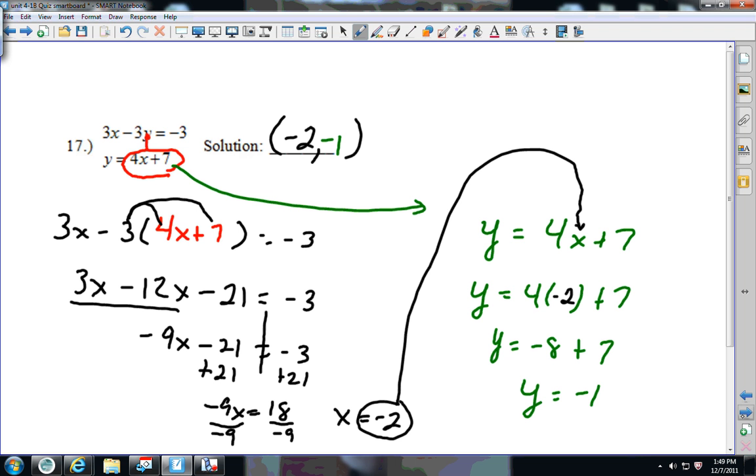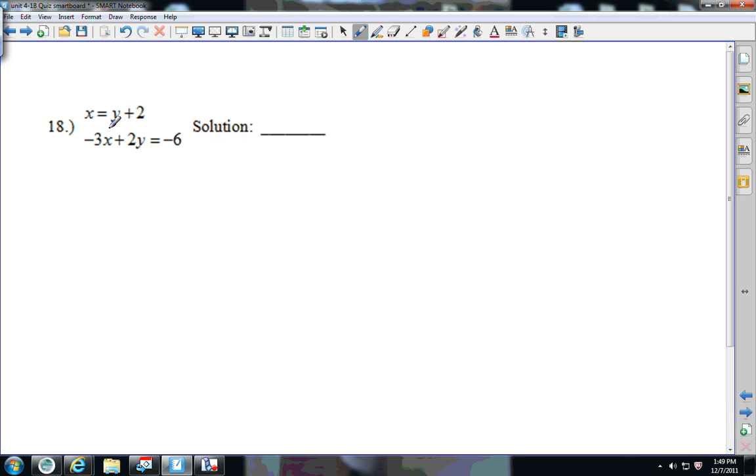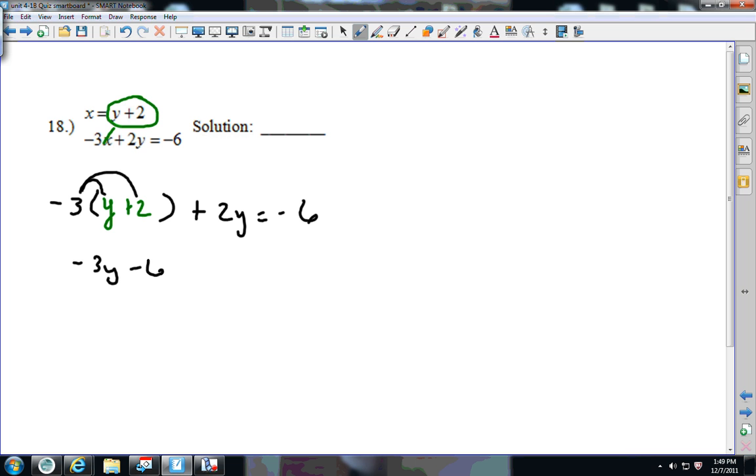Next one. Circle what x equals. You're going to substitute this in here for x. I get negative 3 times y plus 2 plus 2y equals negative 6. Do the distributive property. Negative 3y minus 6. Write the rest of the equation now. Plus 2y, negative 6.